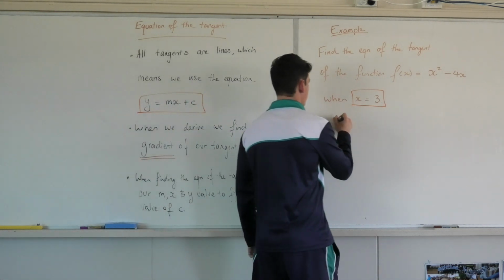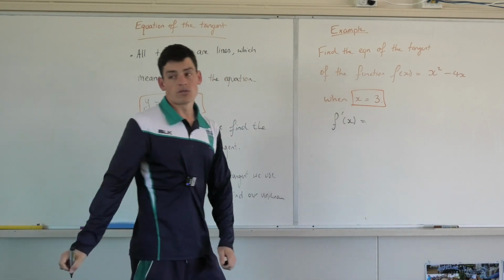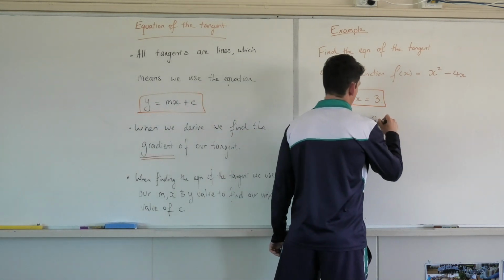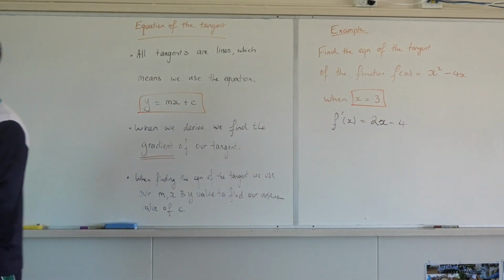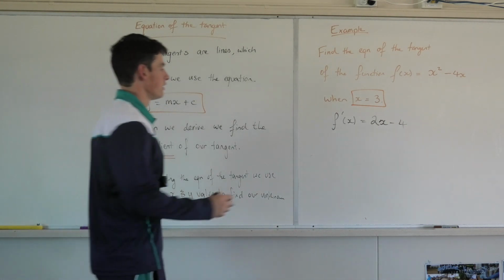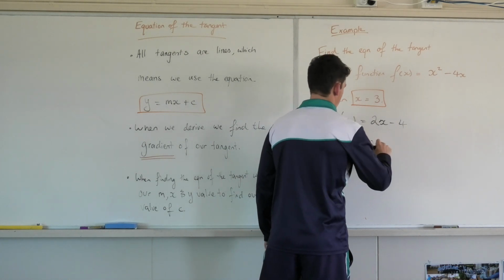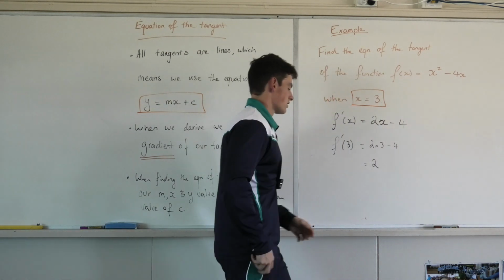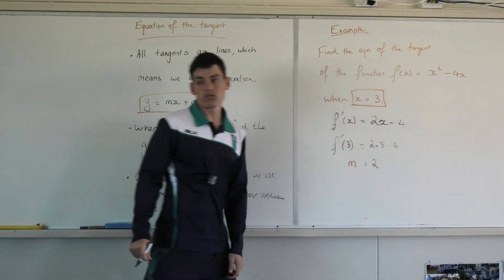So the first thing I do is I derive. f dash x equals, derive that for me. 2x take 4. The secret is out of the bag. How magical. Don't you feel the power? Now what do I do? Yep, so I put f dash 3. 2 times 3 minus 4, which equals 2. So that tells me that my m equals 2.